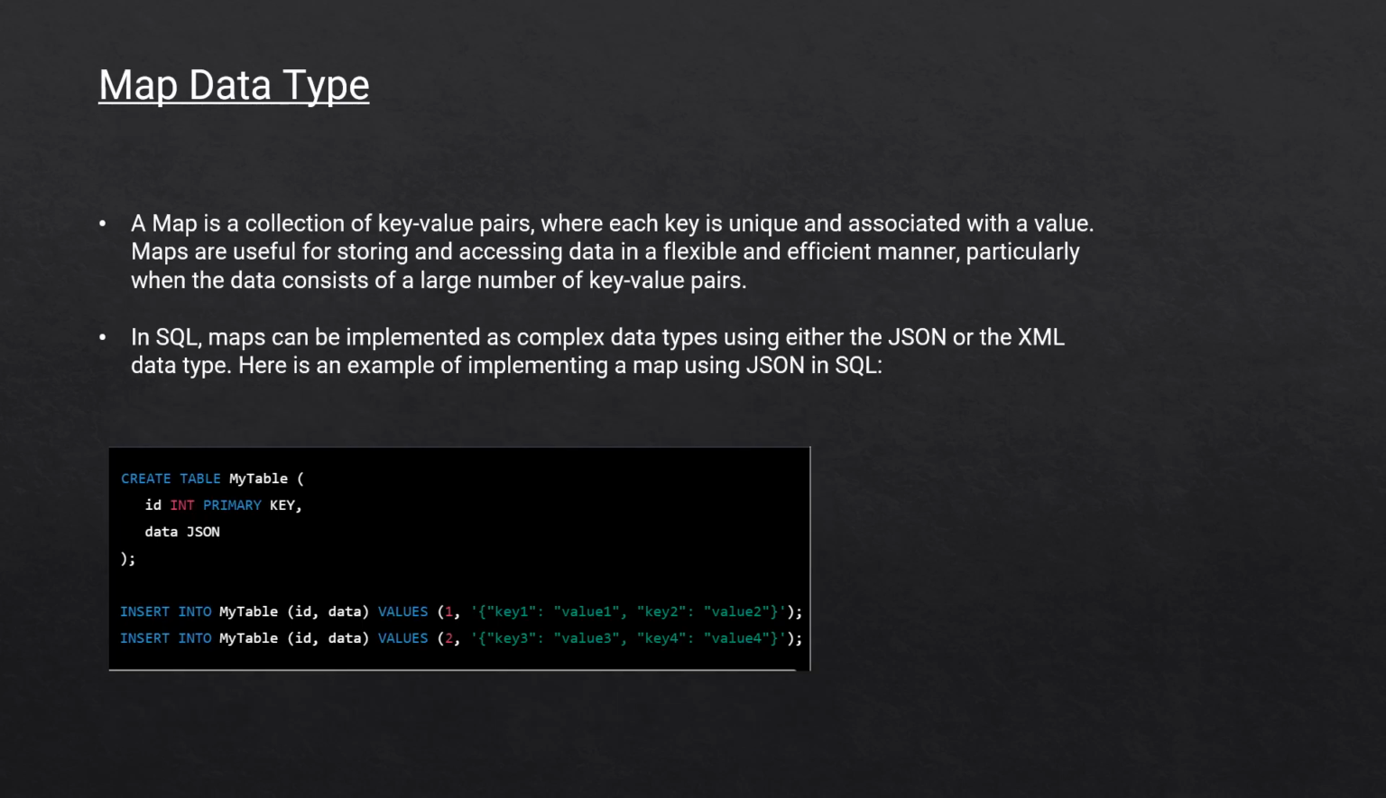So we can see here, creating a table as my table. I'm giving ID as primary key and data as JSON. As I already said, a map is a collection of key value pairs, and in SQL maps can be implemented as complex data types using either the JSON or XML data type. So here is an example using JSON. Insert into my table, with column names ID and data, and giving values: 1 as an ID, with key 1 value 1, key 2 value 2. Inserting once again, key 3 value 3, key 4 value 4 as ID number 2.